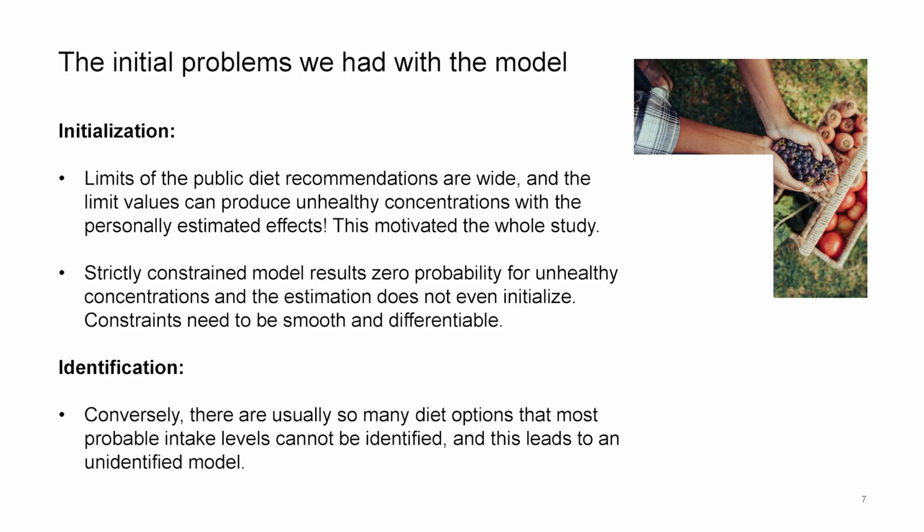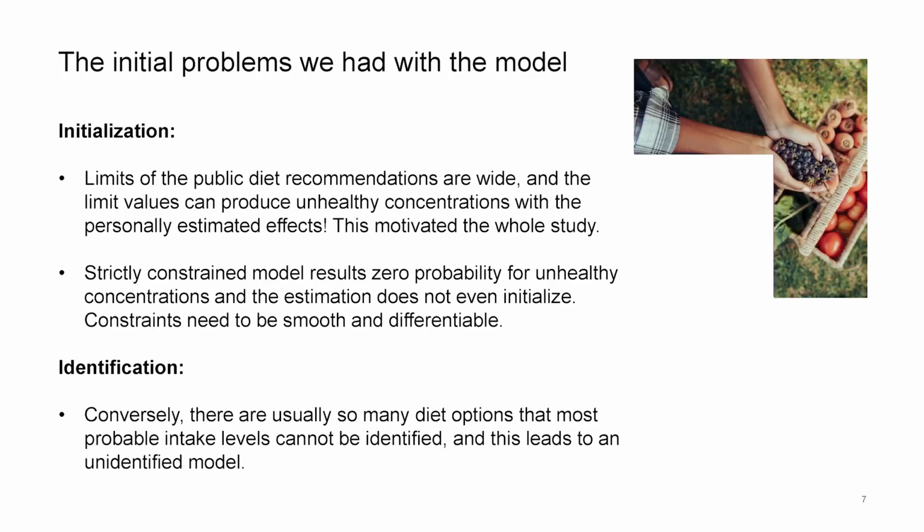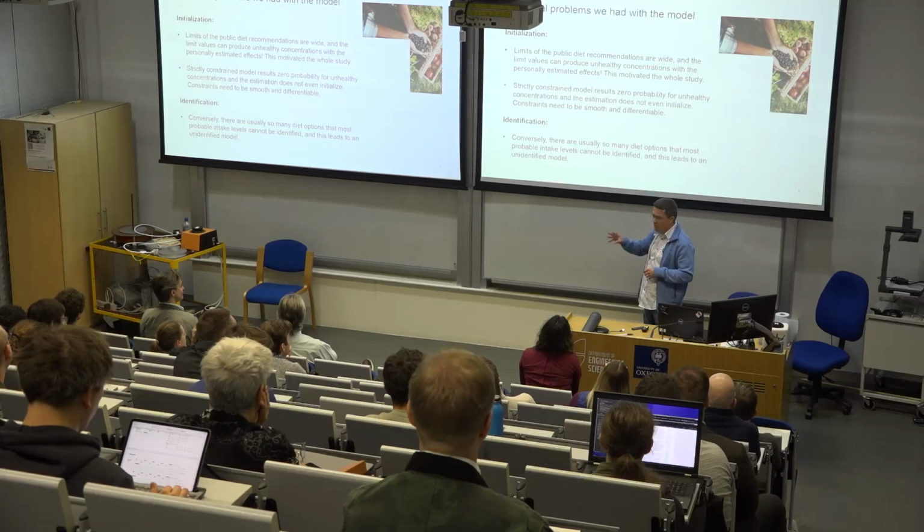So when we started out, we had two major problems with the model. First off is the initialization, and then the other problem was the identification. So the usual case is that when we have the intake between the limits, there are so many options that have equal probability that they don't identify the recommended intake levels properly, and that leads to an unidentified model and problems with estimation.